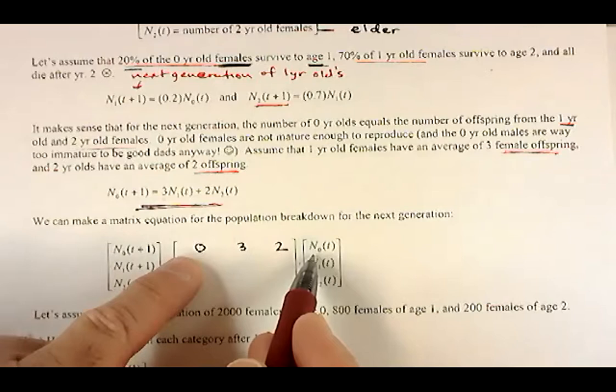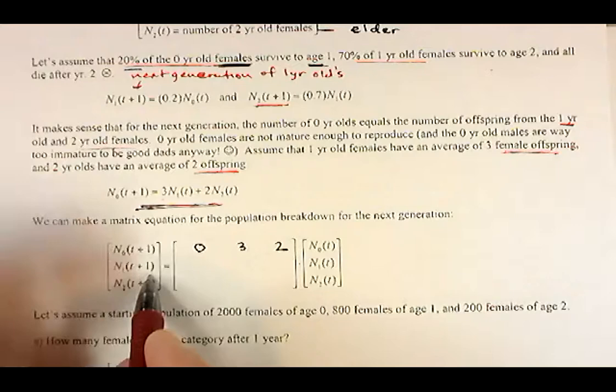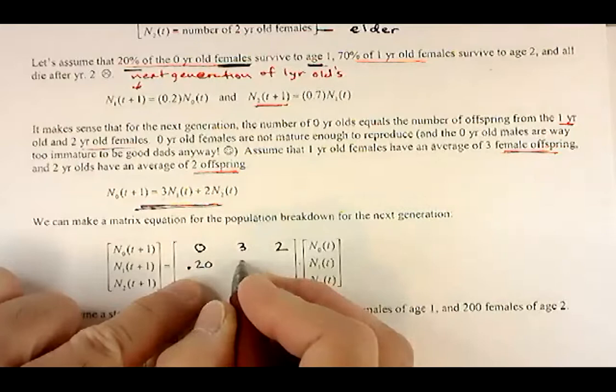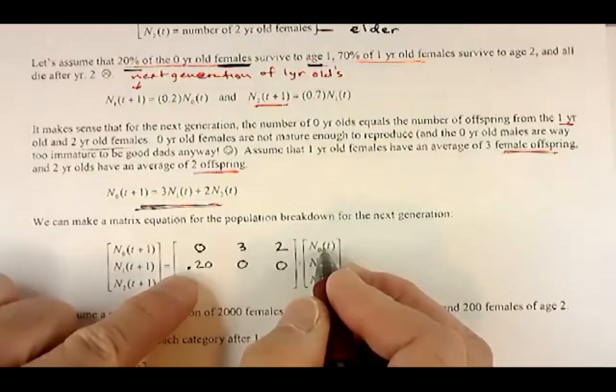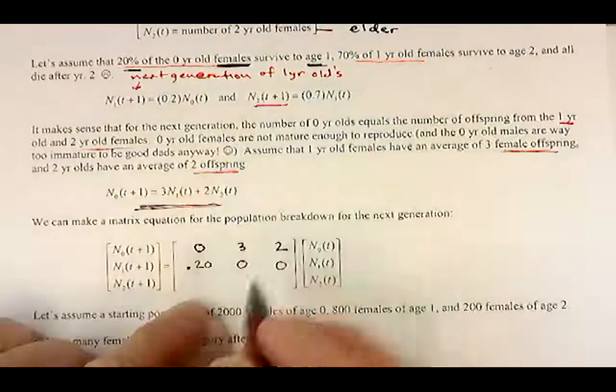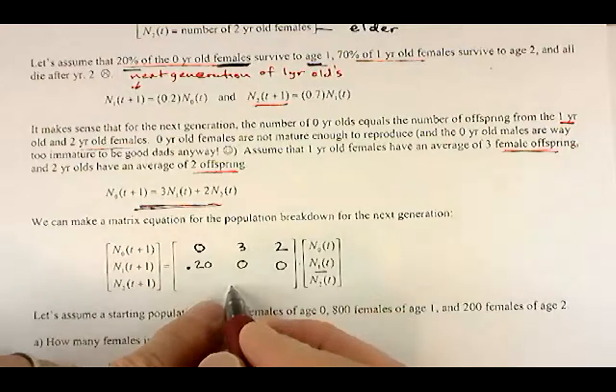Okay. For the next generation of 1-year-olds, we have that information right here. It's 20%, so I could write that as 0.20 times the number of 0-year-olds, and that's it. So I would have a 0 here and a 0 here, because when I multiply this out, that's 20% times n sub 0, and 0 for each of those. And then finally, my next generation of 2-year-olds is coming from the 70% of 1-year-olds that survive. So you have to think about which number is going to get multiplied by n sub 1. It's going to be the middle number, right? It's going to be 0.7 right here. So this would be 0, this would be 0.